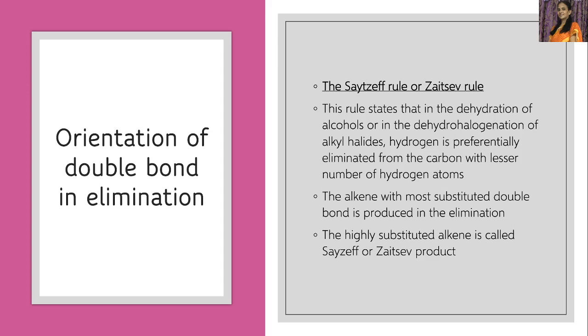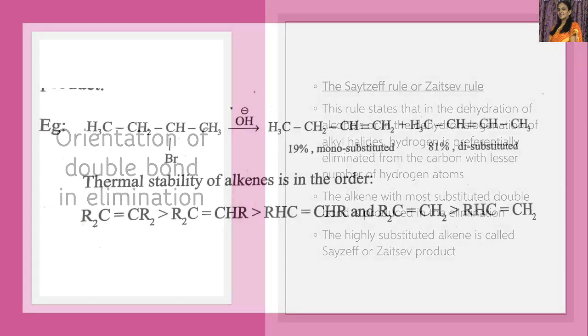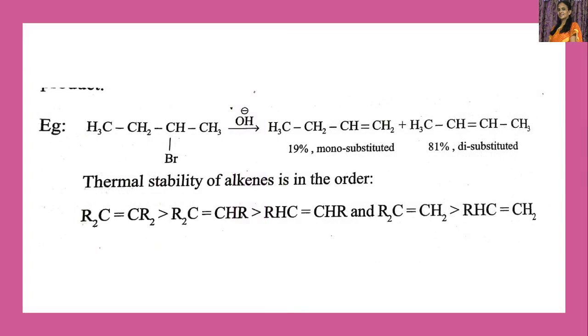So according to Zaitsev's rule, in eliminations, that is E1 or E2, where two or more elimination products are possible, the product with most substituted double bond, or thermodynamically most stable product, is predominating. We can explain this with an example. Let's consider 2-bromobutane. When it is subjected to dehydrohalogenation with a base like KOH or NaOH, then what happens?